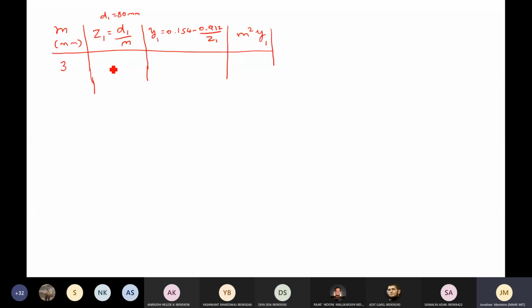I think you're going to get a little bit messed up here, because 80 by 3 is not a whole number. We'll make it a whole number later. How much is it? 80 by 3 is 26.66. Since z1 is a whole number of teeth, let us take 27. If 27 is taken, we will see how much it comes.